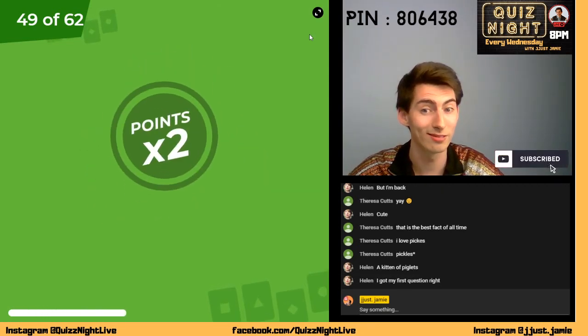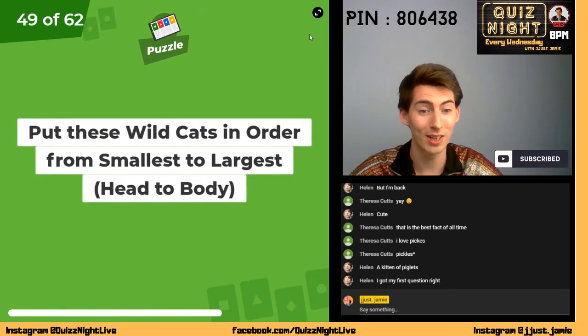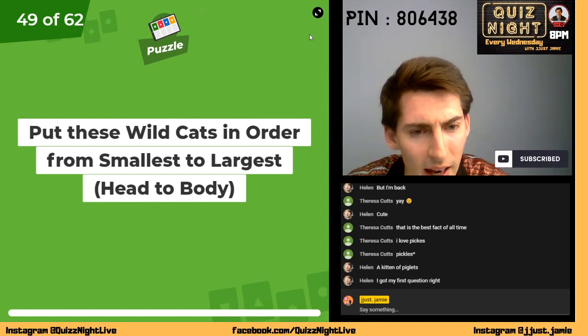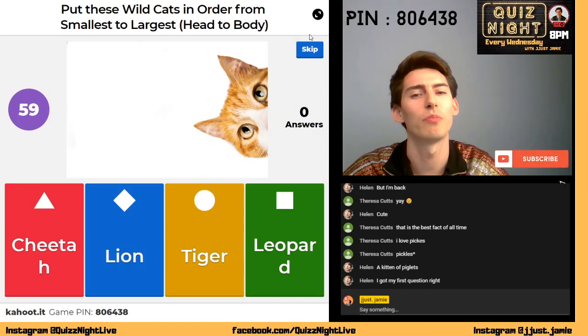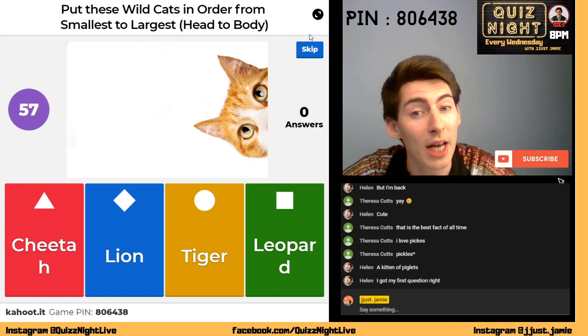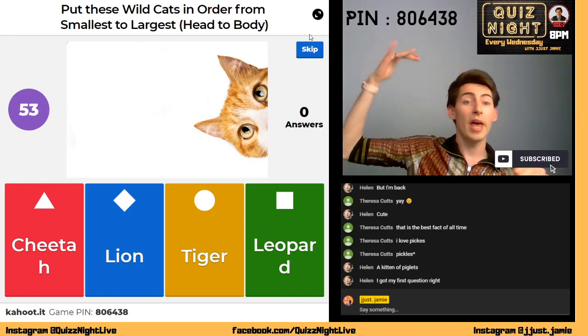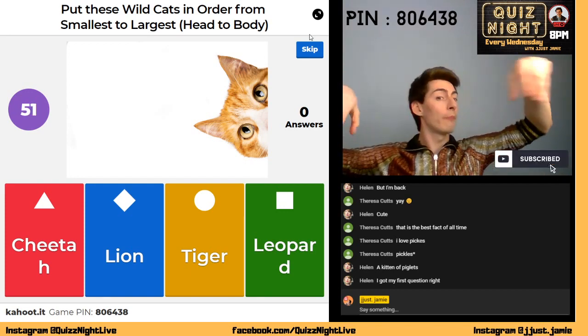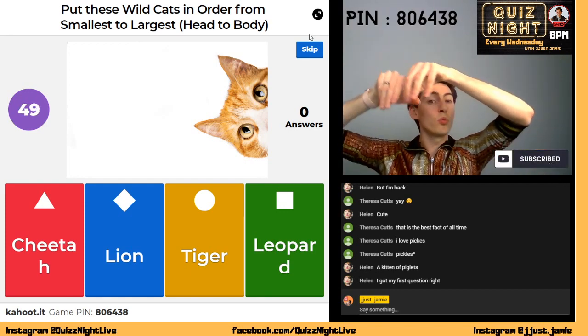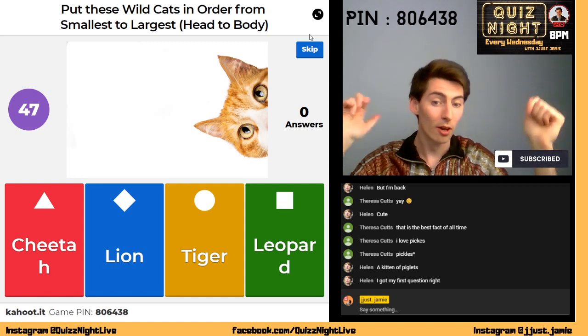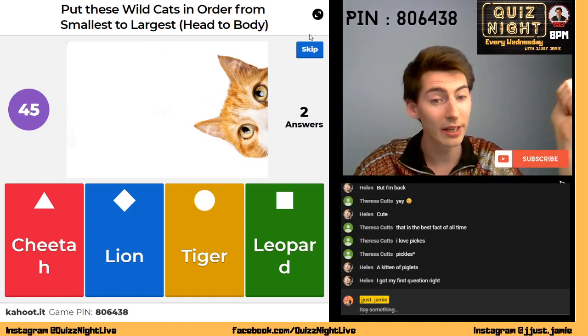Another puzzle question. This one's all about cats. Put these wild cats in order from smallest to largest. Now, when we say this, we're talking about from their head all the way across their body. It's not height, it's about the width of their bodies. So we've got cheetah, lion, tiger, and leopard.